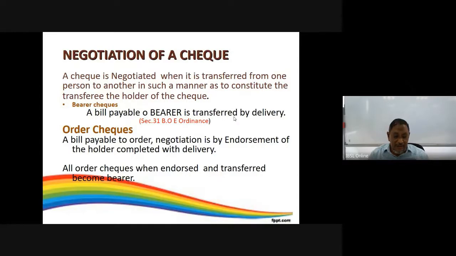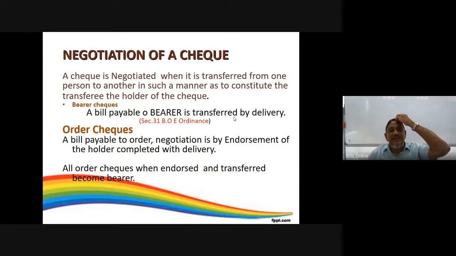That means if the check, open check or account payable check, is a bearer check, it is transferred by delivery. Just handing over, a check can be transferred. Any check, for that matter, can be transferred by delivery. That means when it is handed over, the check's ownership will be transferred. Section 81 of the Bill of Exchange Ordinance.